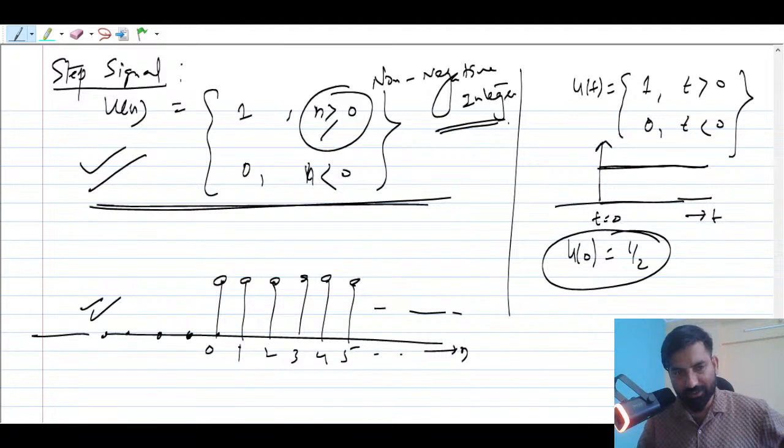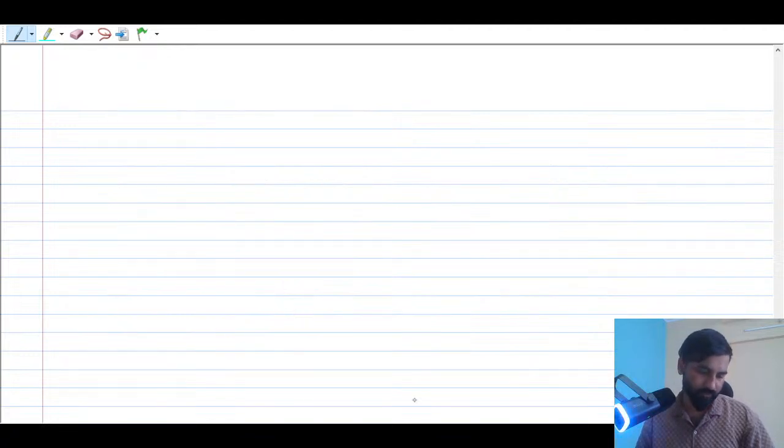So remember, where does it start? It starts from 0. u of n always starts from 0. At 0 it is 1 and all the values will be 1, right? And in this case, this is a discrete version of the step function, compared with the continuous version of the step function. Now we will talk about ramp.